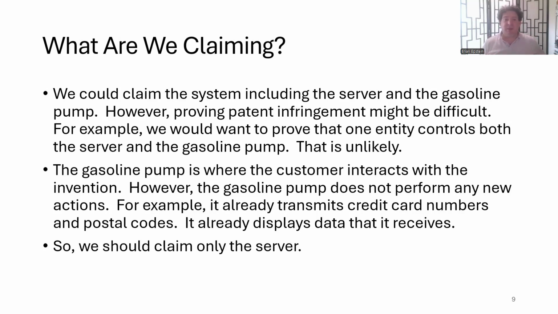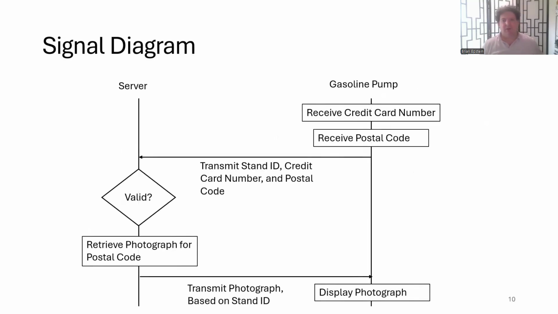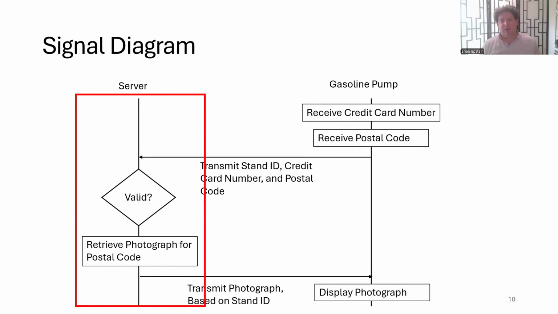Okay, well, maybe we want to claim the gasoline pump, right? That's where the customer interacts with the invention. However, the gasoline pump does not perform any new actions, right? For example, it already transmits credit card numbers and postal codes. It already displays data that it receives. So we claim the enhanced element, which in this case is the server. How do we do that? Well, if we have the signal diagram, we literally draw a box around it. Now we claim the important operations in this box.